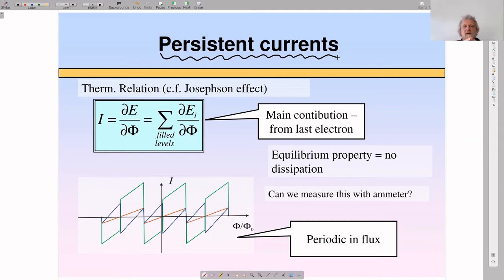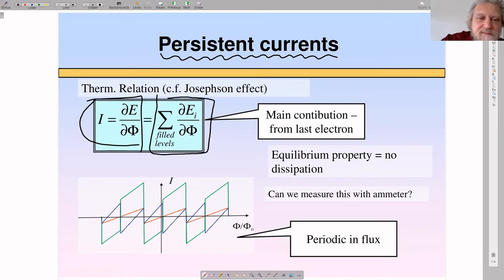And how to define such a current in general, right? It's a property of the ground state, and one can find this current from magnetization. And magnetization would be the derivative of the energy with respect to flux. The total energy of the system. So let's forget about interaction at the moment. Without interactions, that will be the energy of all filled levels.